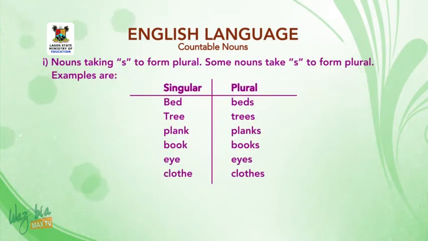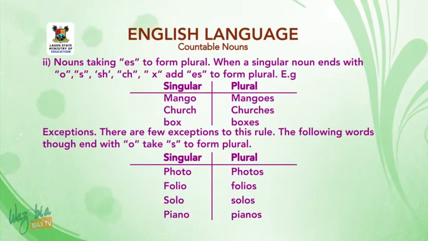One, nouns taking S to form plural. Some nouns take S to form plural. Examples are bed, beds, tree, trees, plank, planks, book, books, eye, eyes, clothes, etc.